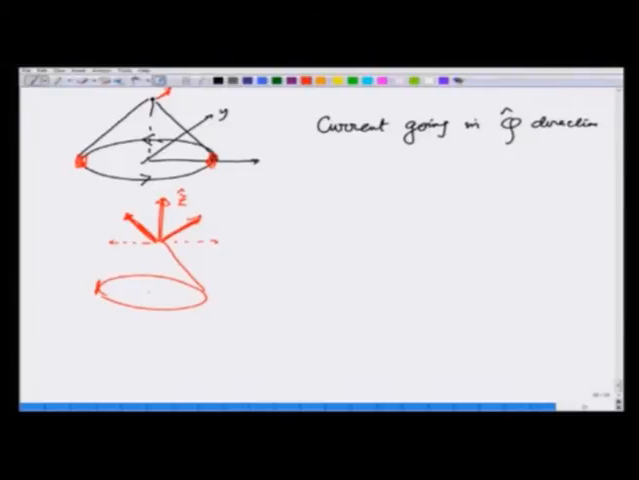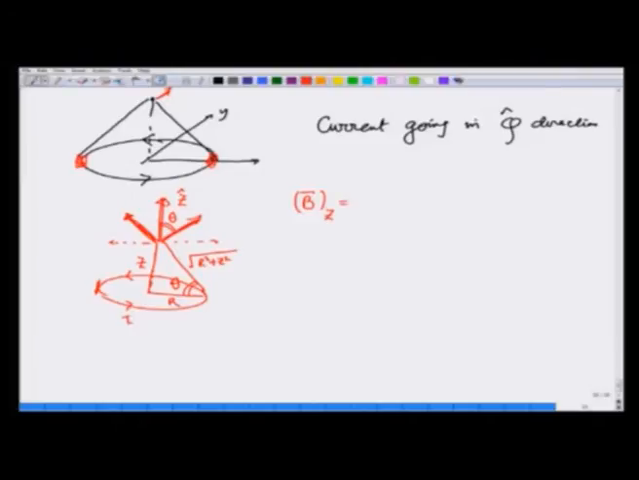So, let us calculate that. What I will do is calculate the z component and add it. This distance is r, current is I, this distance is going to be square root of r square plus z square, this height is z. Let this angle be theta, so that this angle is also theta.